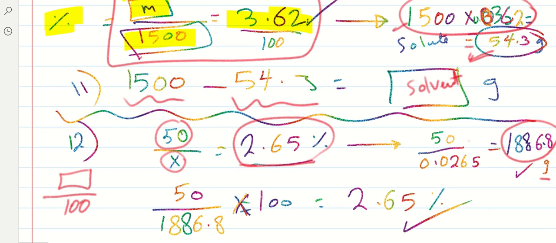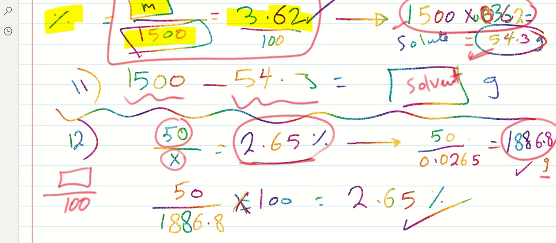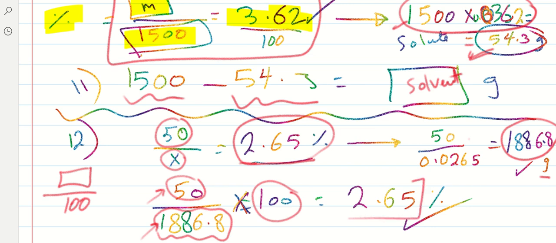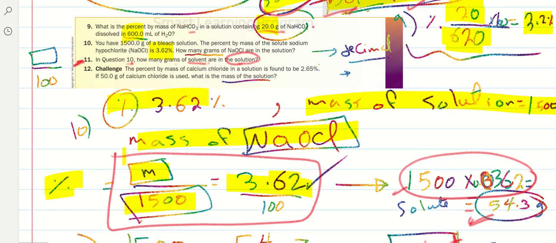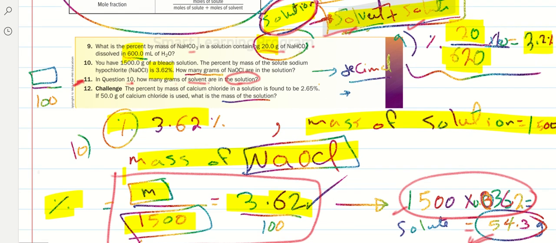I want to check if my answer is correct or not. Okay, make check. This is 50, it is in the question, and it is divided by the total solution. So this solute divided by the total solution multiplied by 100. Yes, it is the same number they gave me in the question. 100% I am correct.